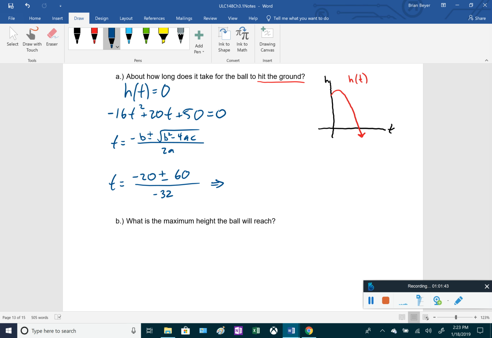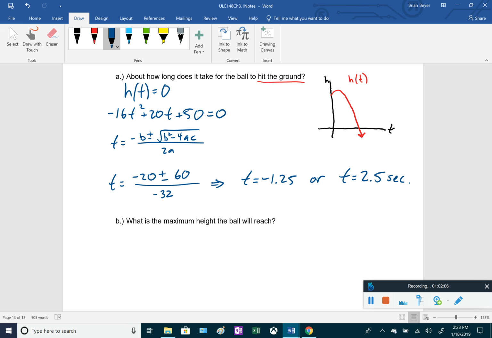So doing these separately, we want the actual values for it. We would get t equals negative 1.25. If you did the plus or minus separately, then or we would get t equals 2.5 seconds. So we get two answers here.